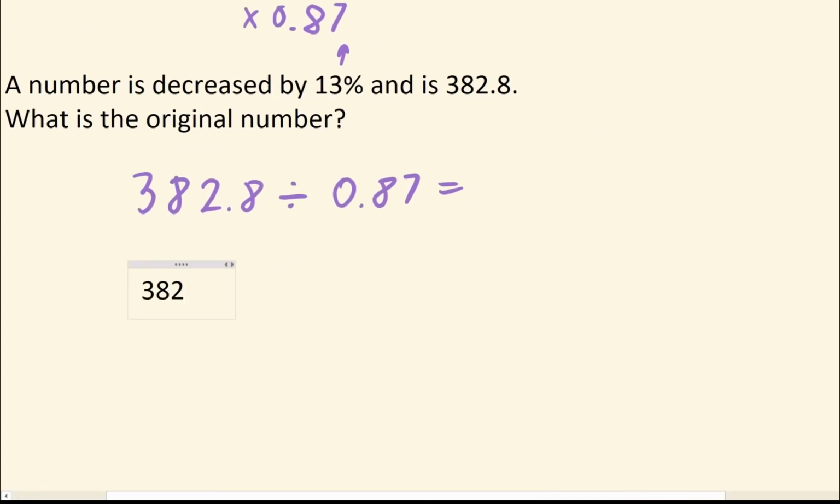Again here, because we've decreased a number, we're going to expect to get a bigger number than 382.8. In this case we do, and it is 440. Again, a nice whole number.